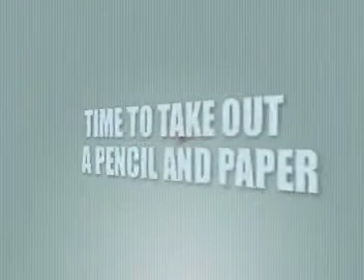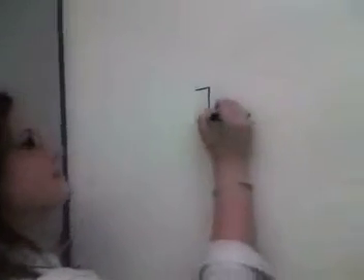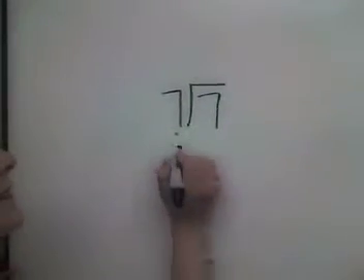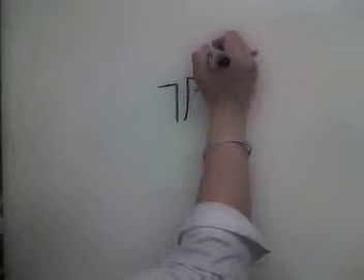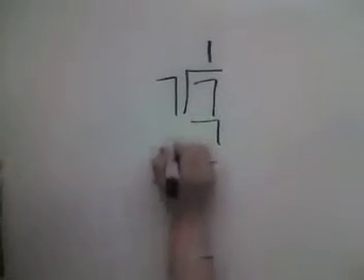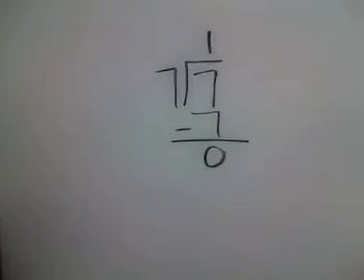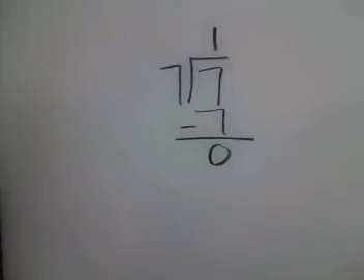For example, you can also divide like this. 7 divided by 7, 7 goes into 7 one time. 1 times 7 is 7. Subtract these two numbers and you get a 0 remainder. Now let's move on to some practice problems.